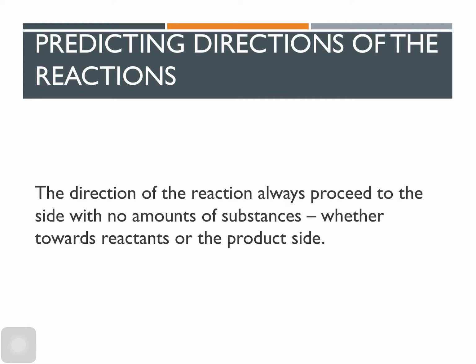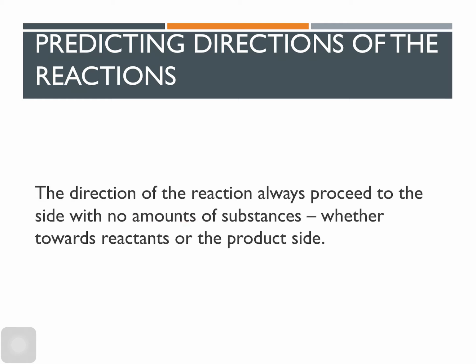Okay, so this time we're going to predict where the reaction is going. Usually, chemical reactions proceed to the side in which there are no present substances. That means if you do not have any products, the reaction will proceed from reactants to the product side. If you do not have any reactants, your reaction will proceed from products to the reactant side. So that's why the direction of the reaction always proceeds to the side with no amounts of substances.